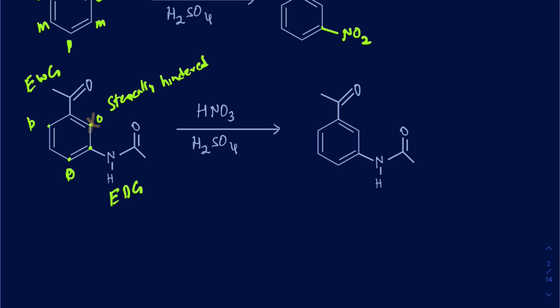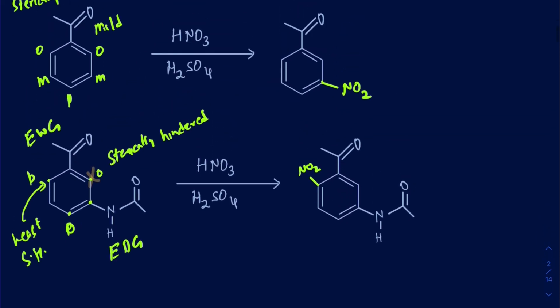And then I can have it either at the para or the other ortho position, but then I have to look for which is least sterically hindered, and I would say this is going to be your least sterically hindered. And since this is the least sterically hindered, I'll have the nitro group attached right here, so I can go ahead and write that down like this.